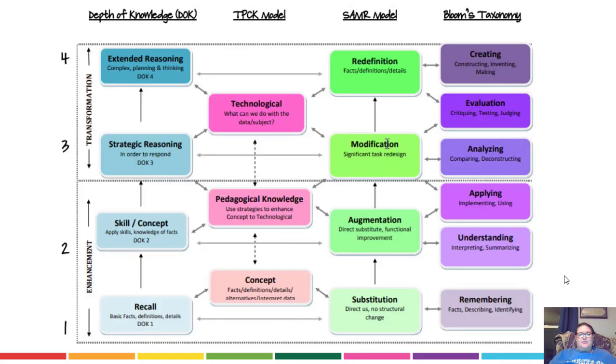I've given you a comparison chart, and the pictures here are linked to the actual web pages where the information came from. I like this chart because it compares Webb's Depth of Knowledge, the TPACK model, the SAMR model, and our trusty Bloom's taxonomy, and I like the comparison there. This is a great chart to have up in your classroom or to have handy when you're doing any of your lesson plans.